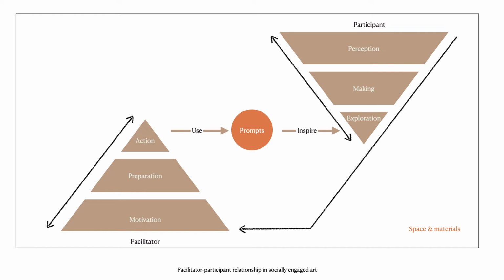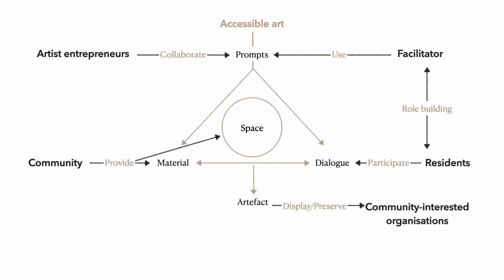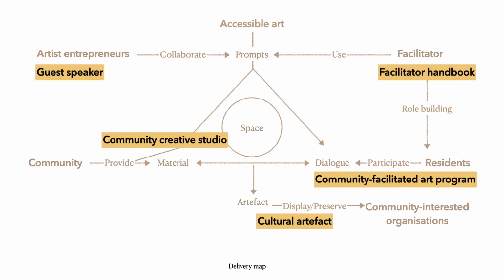Based on what I have learned, I visualized this process of social art practice. Through inspirational prompts and provided material, a creative dialogue that is open to people to learn, express, and share. By taking different roles in this process, stakeholders could be linked around the proposal of accessible art in community. Therefore, my final delivery could be divided into 5 parts that centers around public space.